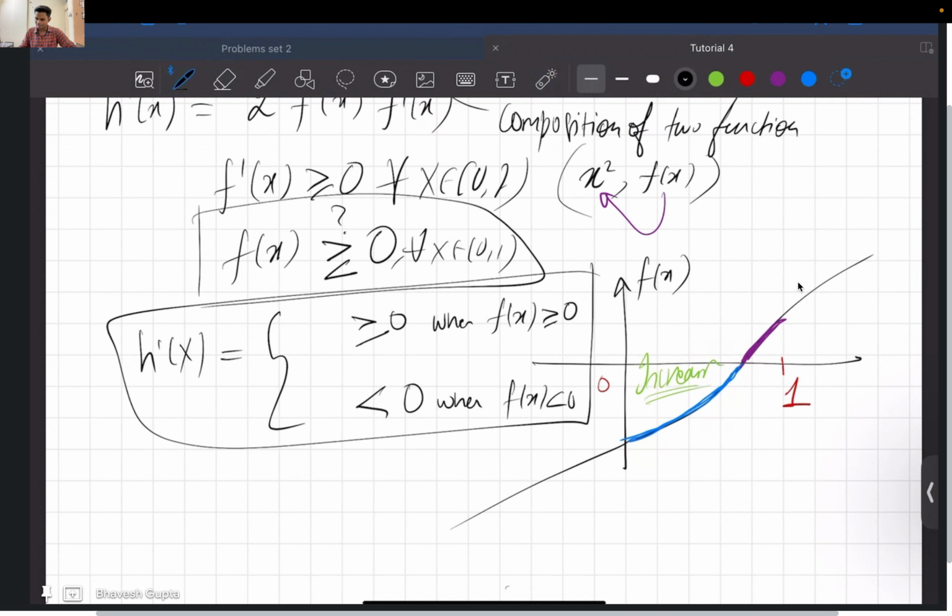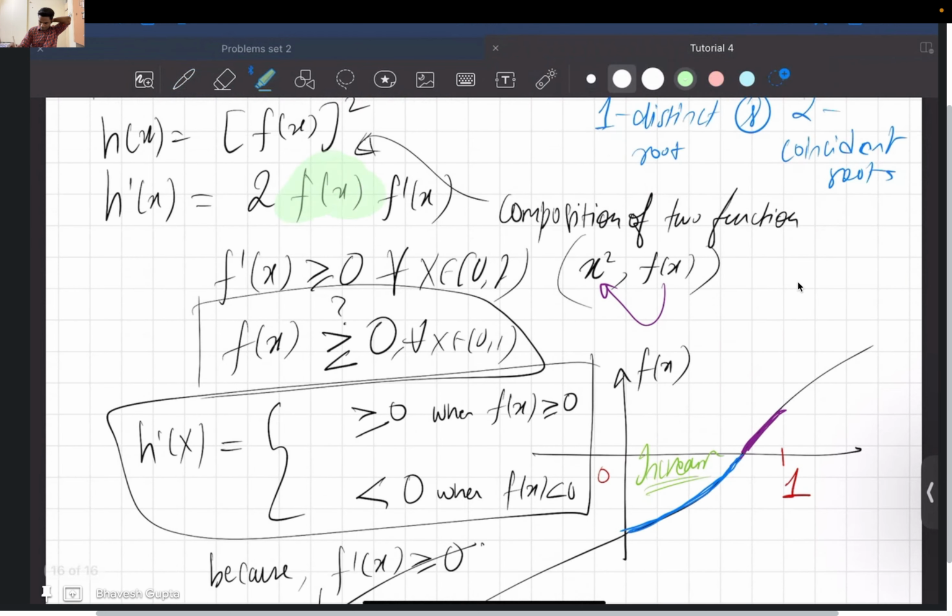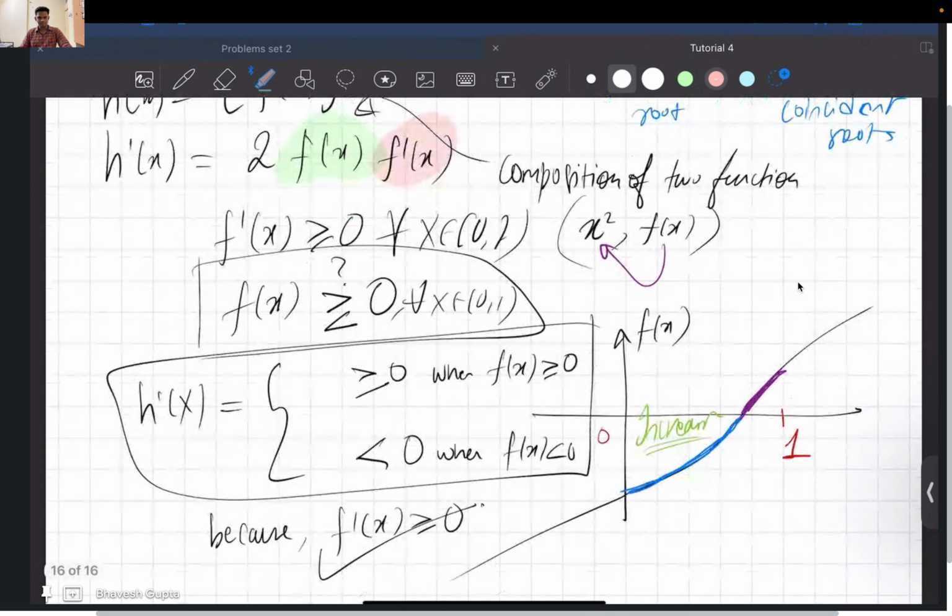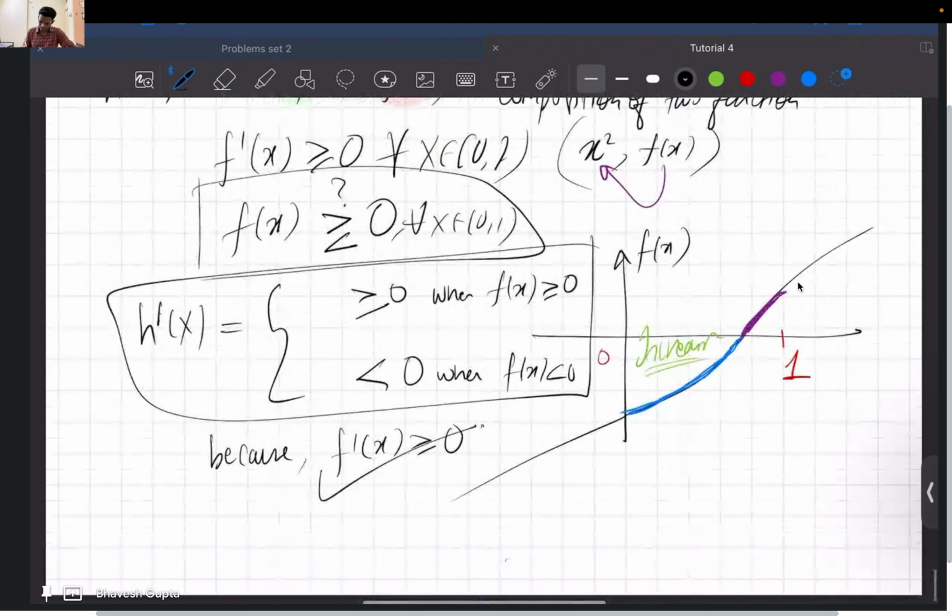I hope this idea is clear, right? What is happening here? Because f dash of x is greater than or equal to 0 for 0 to 1, I have no problem with the f dash x. But you can see h dash of x is basically a multiplication of f of x and the derivative of f of x. I know the derivative is always positive in that given range, but I still can't conclude the sign of the value of f of x. So h dash x can be positive or negative, depending on my function. So that is inconclusive.